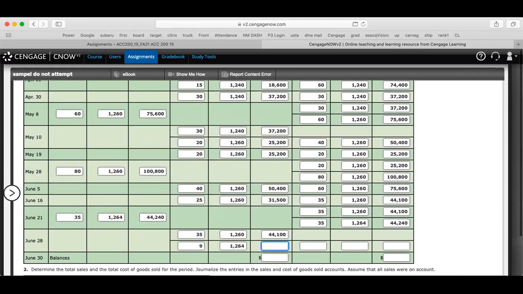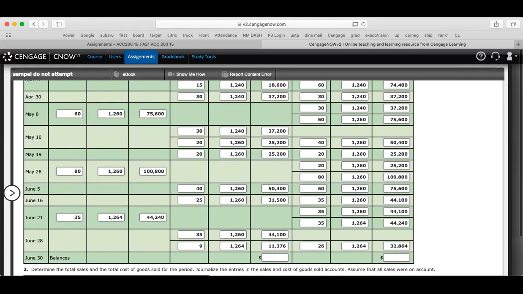So 1264 equals 11,376. All I did was multiply these two. That's going to give us a balance. 35 minus 9 gives us 26 units at the 1264 price. So 26 times 1264 gives us 32,864.